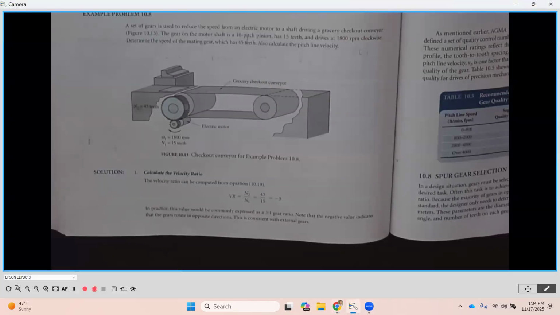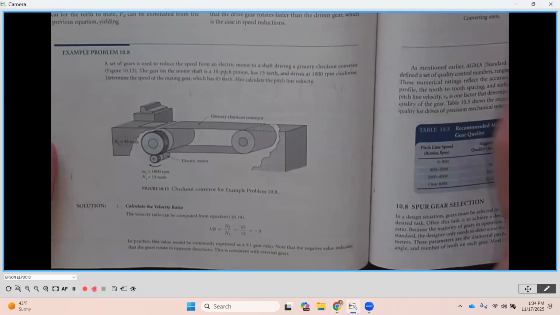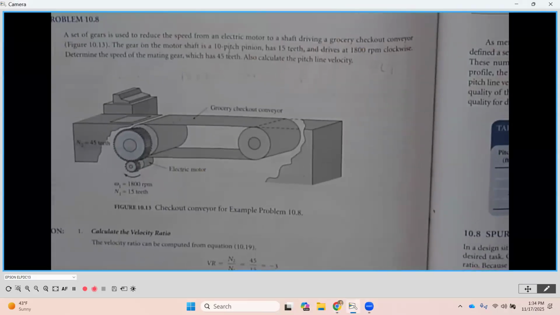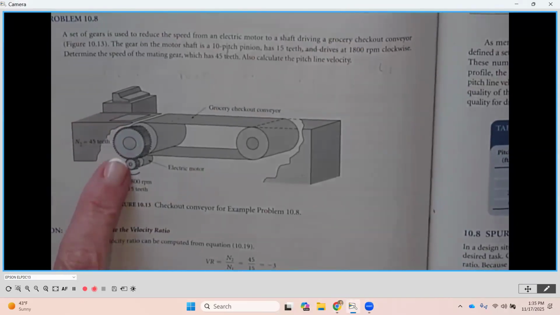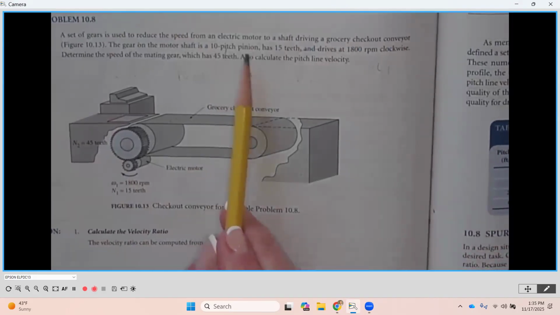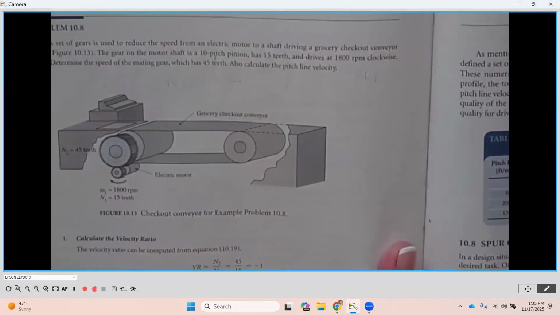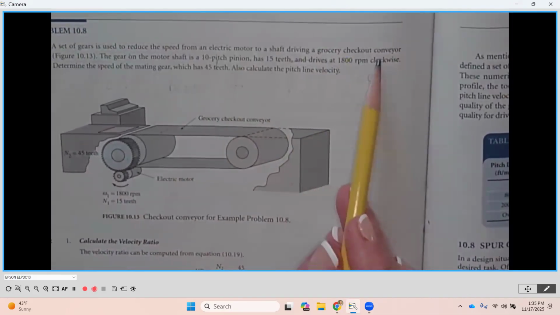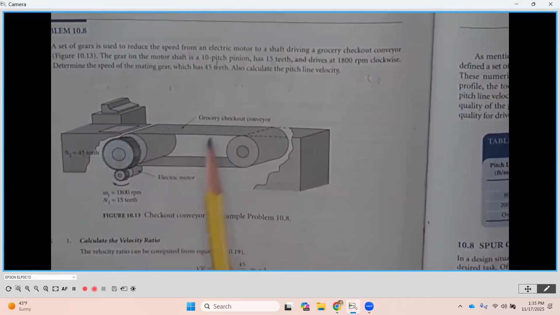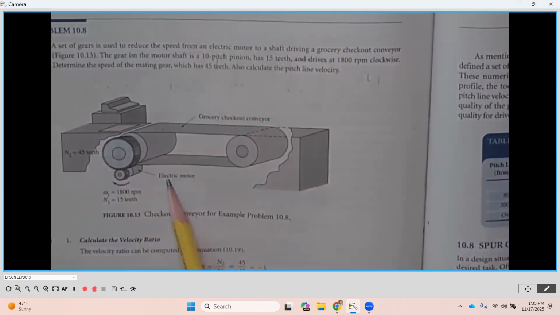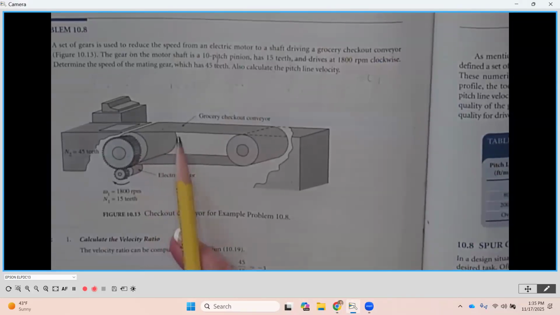Okay. So I'm going to go underneath here. This is our example. So we have here a set of gears that are used to reduce the speed of an electric motor, which is at the bottom here, 1800 RPMs. It's going pretty fast. That drives a grocery checkout conveyor. So here's the conveyor itself. Notice that our input is the electric motor. It's engaged with the gears on what would be the same center line as the conveyor. So the speed that this gear is going around is going to be the same speed as the conveyor itself.